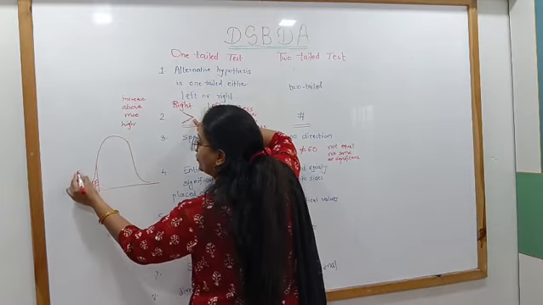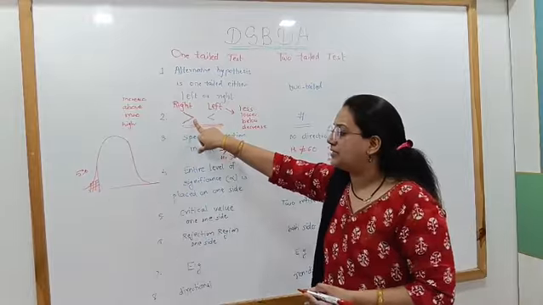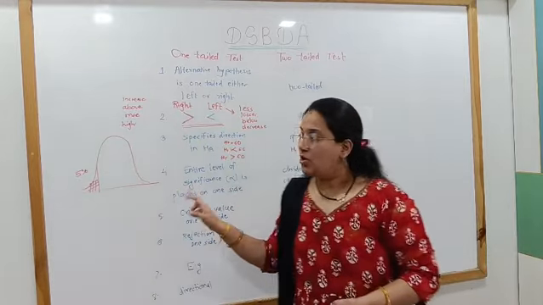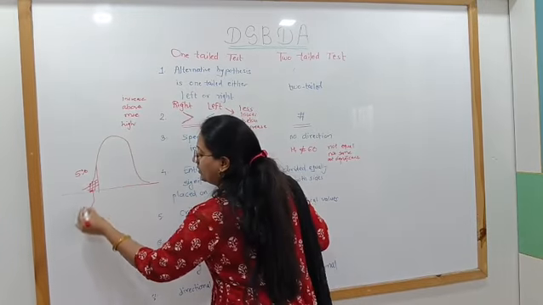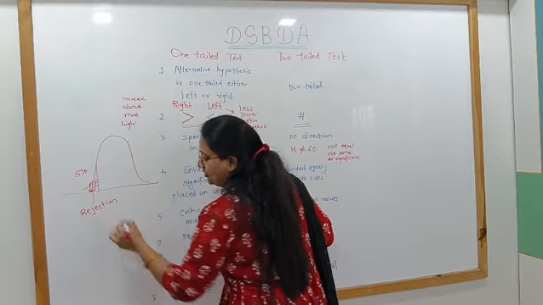Normally this value is 5%. It may be 1%, as given in the example. So this region is called the rejection region.